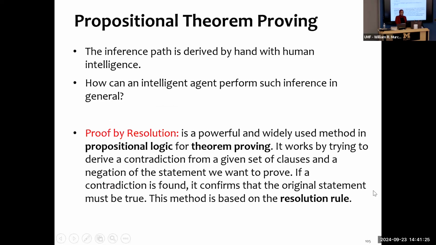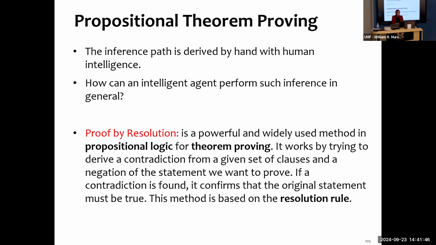The idea of proof by resolution is that, given a fact, in order to prove that it is correct, we can prove the opposite. That means we apply a contradiction, and then we conclude whether this is true or false.